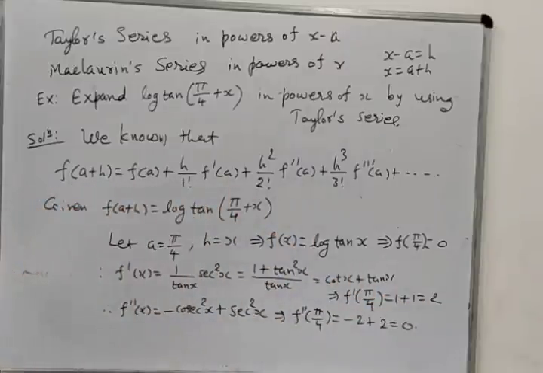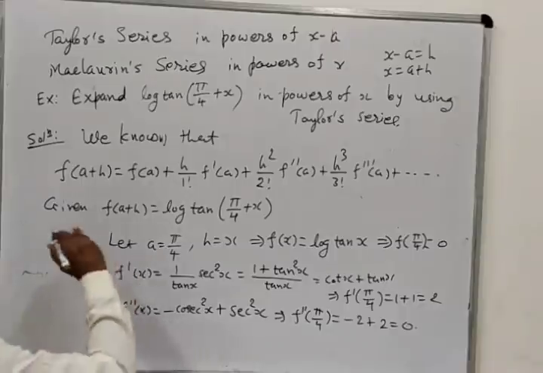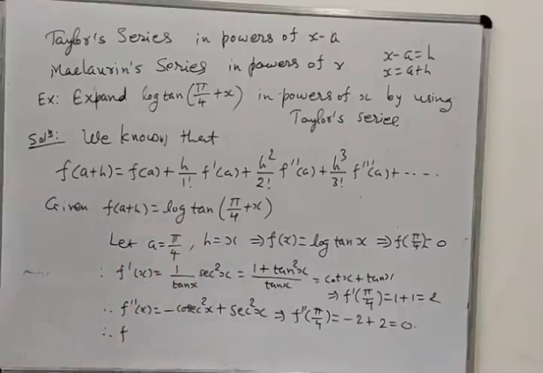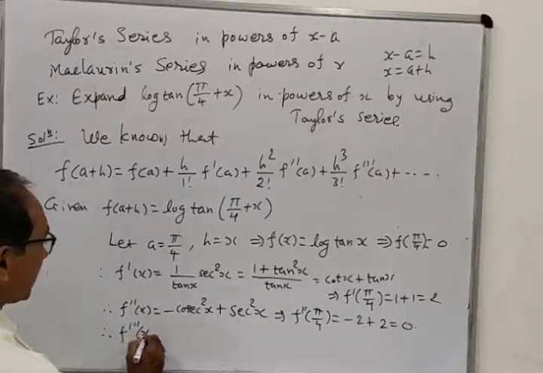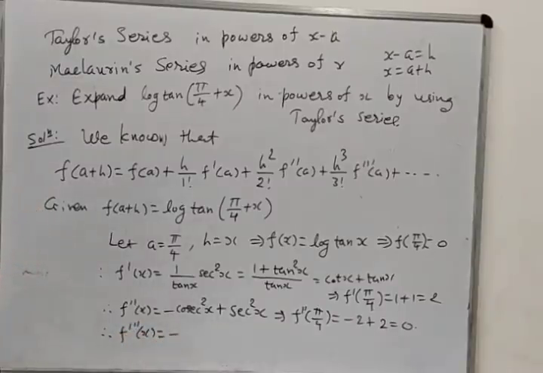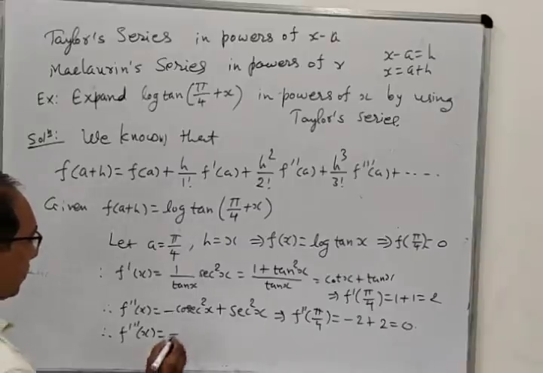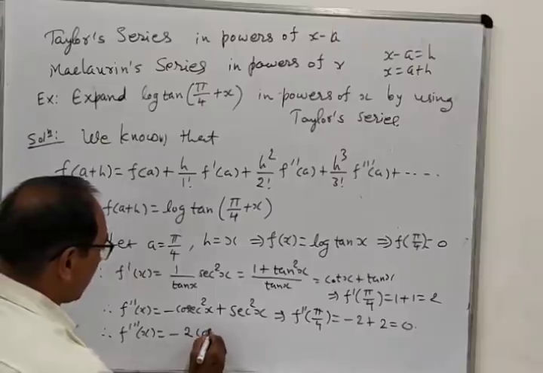So positive, non-zero value is available. So we will find out one more derivative, because in a series at least two terms should be there. So f triple dash x is minus cosec square x cot x... what is the derivative of minus cosec square x? It has the derivative minus 2 cosec x.